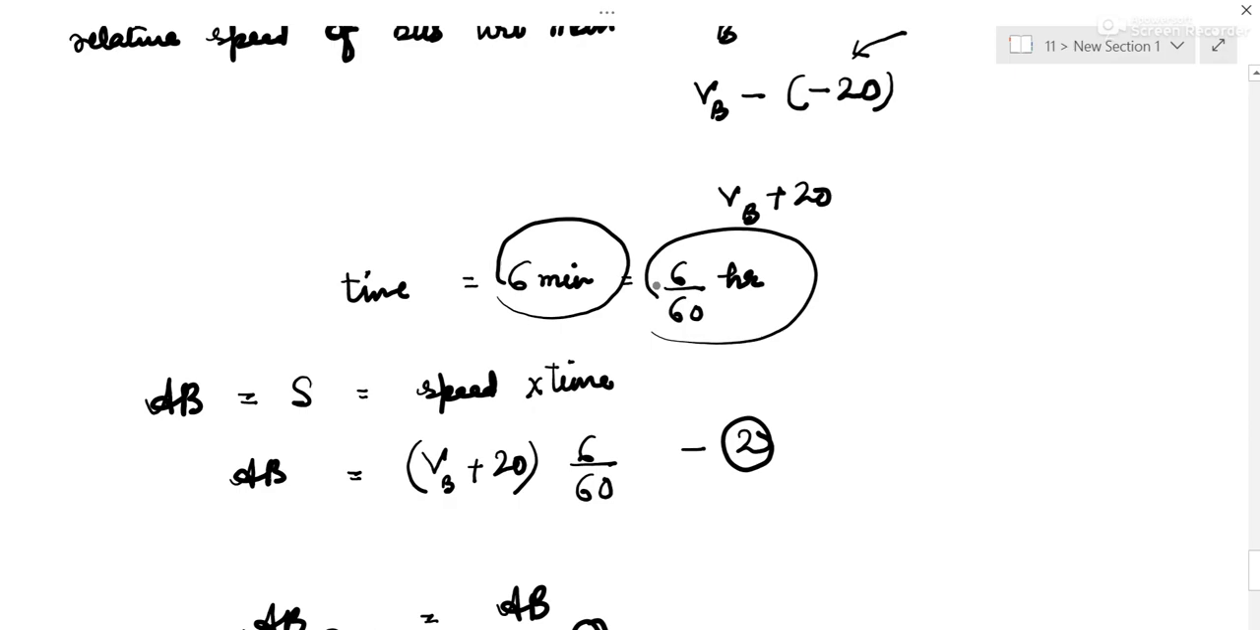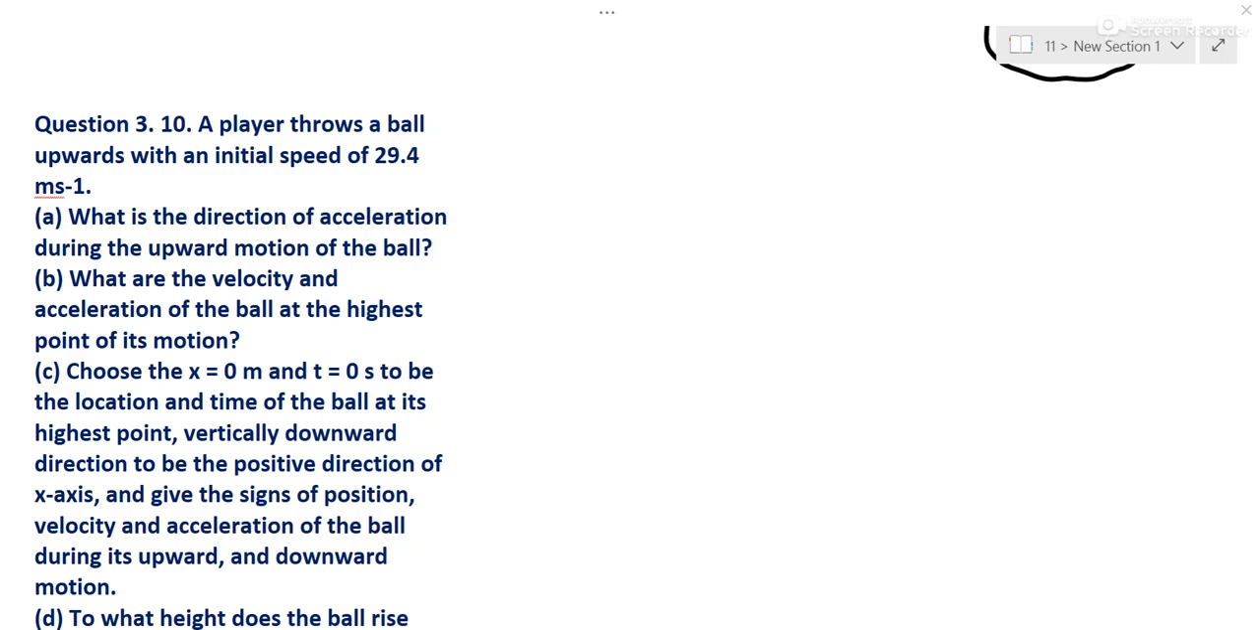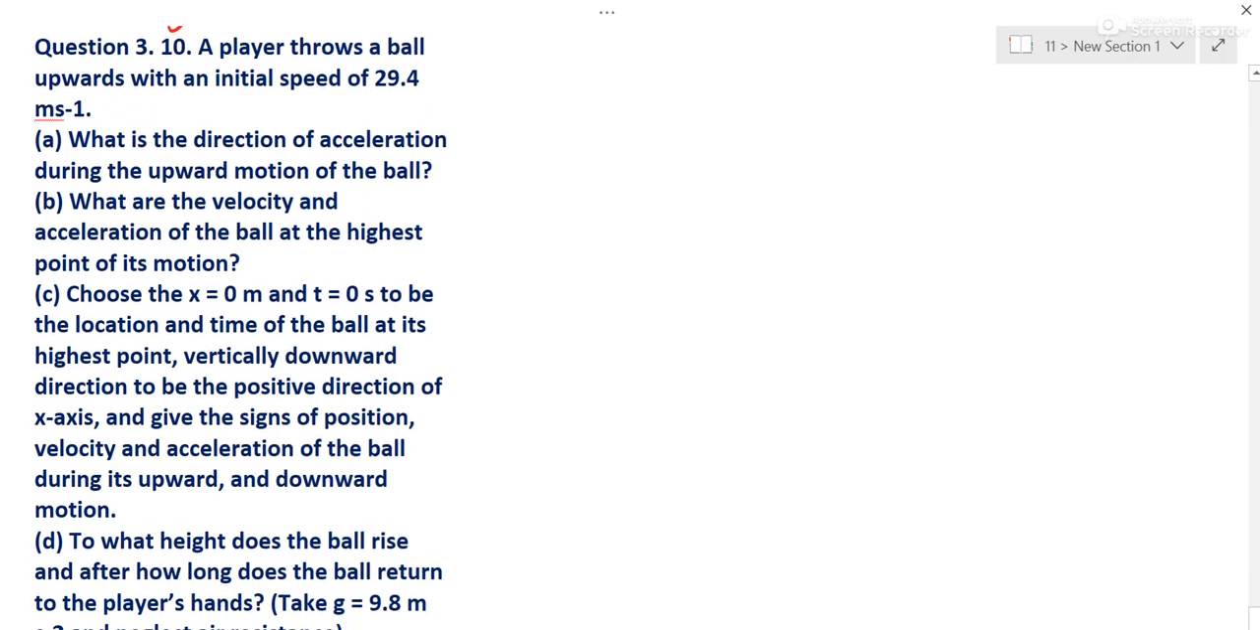So yes, let us see the next numerical. Question number next. A player throws a ball upwards with an initial speed of 29.4 meter per second. What is the direction of acceleration? So the ball is going up.